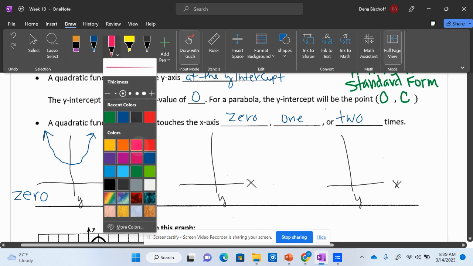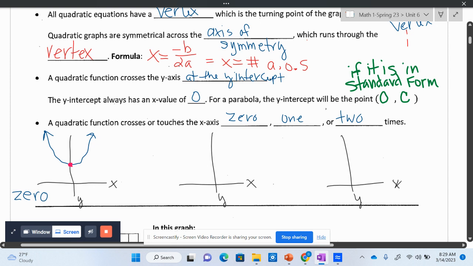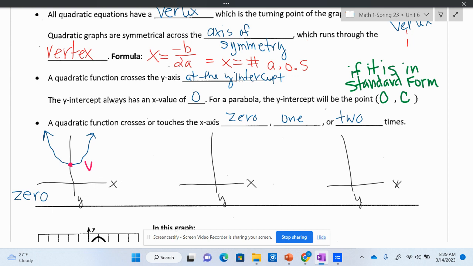This point right here is called the what? What do we say that point is? It's the vertex. This y-axis actually becomes our AOS, which stands for the axis of symmetry. That y-axis is actually our AOS, our axis of symmetry.